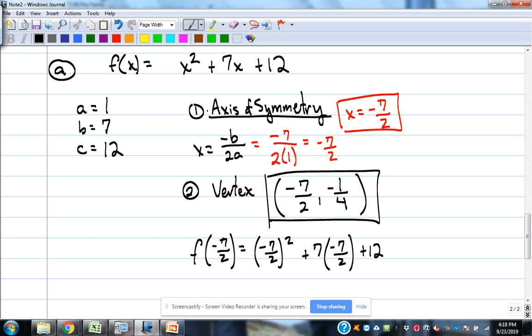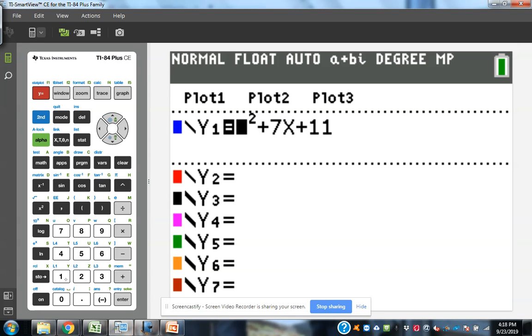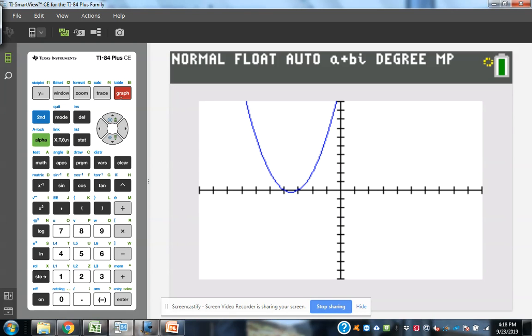That doesn't look right. Make sure I typed in the problem correctly. I did not. I typed in 11 instead of a 12. That will make a difference. That looks a little better. All right, so we see the same x value, the -3.5, and then the y value is -1/4. That makes more sense. That looks much better. You can see it there. And so we can see that stuff happening.